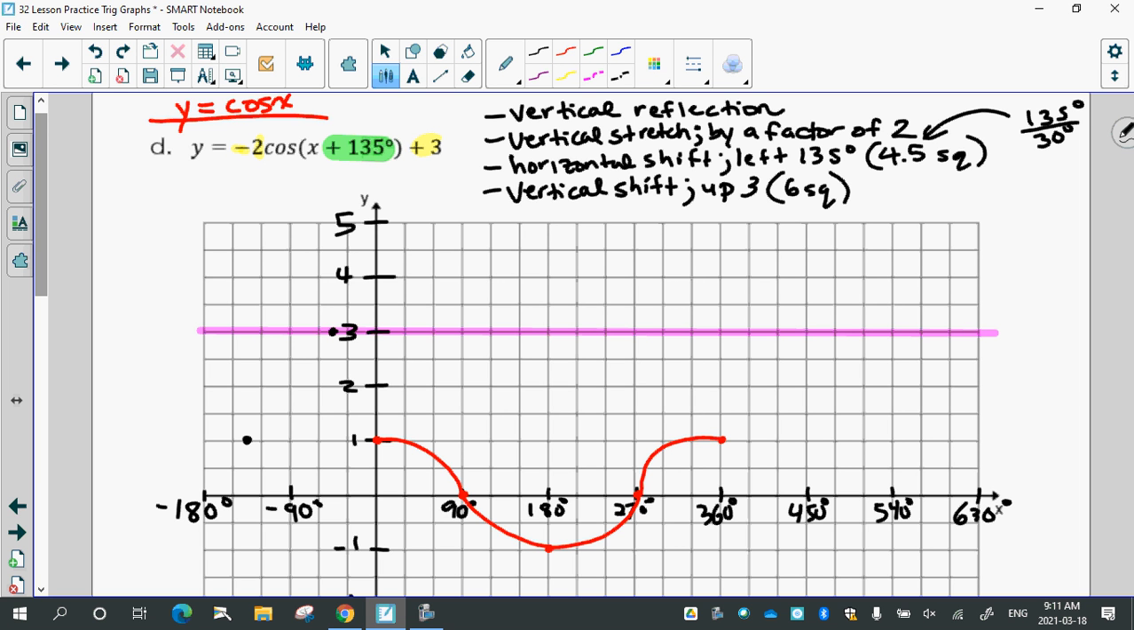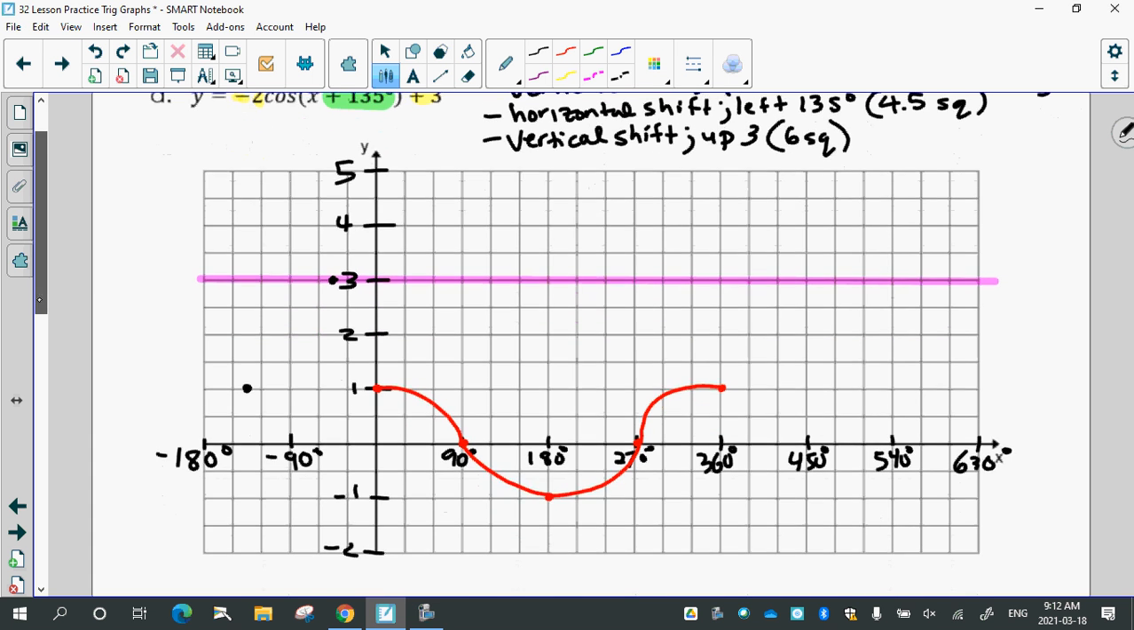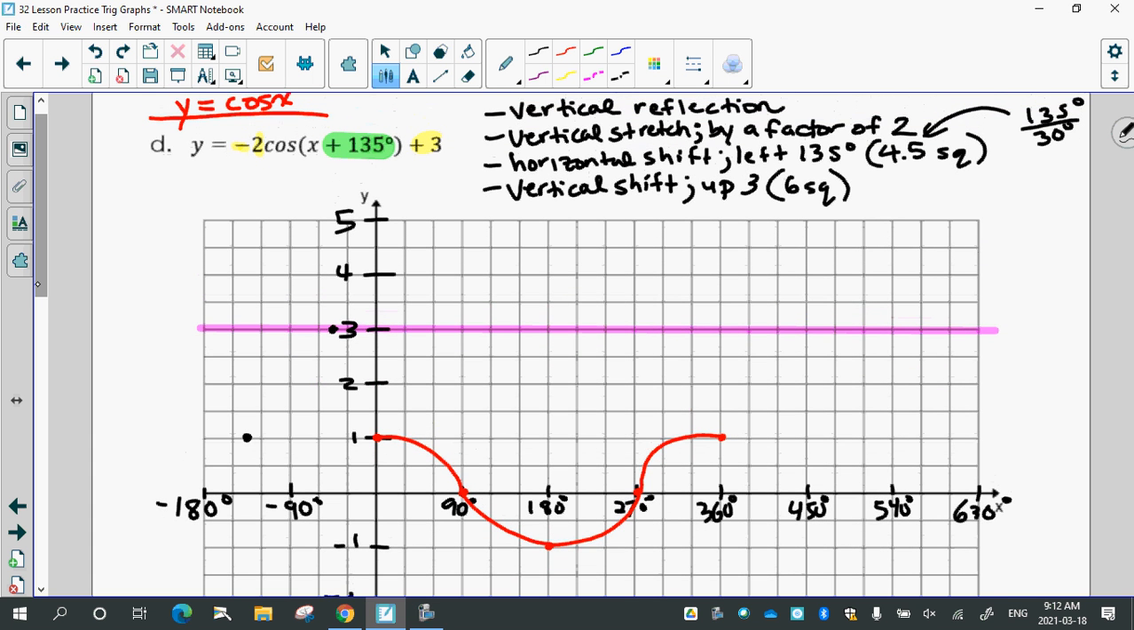Okay, try to move the next one. So start with your vertical reflection.